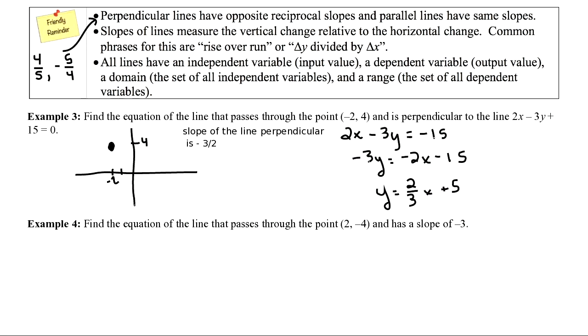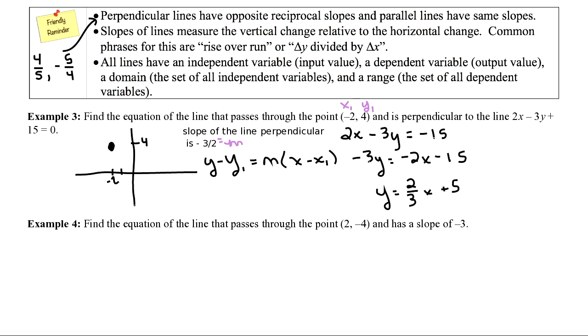So now I have a point, and now I know the slope, so I'm going to use point slope formula. Remember that formula is y minus y1 is equal to m, which is the slope, times x minus x1. Okay, remember the point we're going through is -2, 4. So this is my x1 and this is my y1. That's the point. And then this right here, this -3/2 is going to be my slope. So let's put all that in.